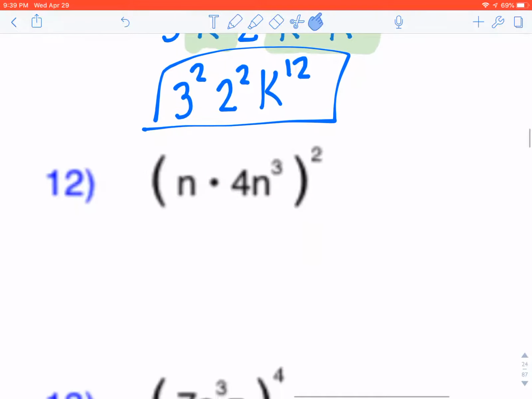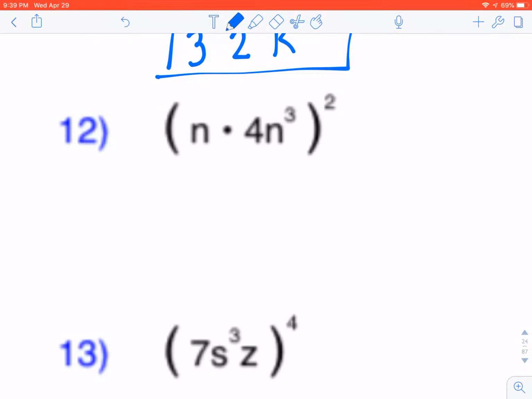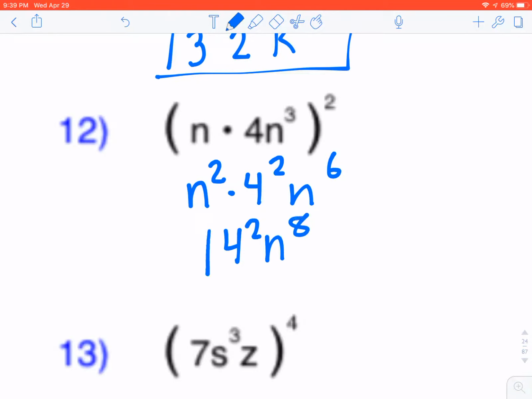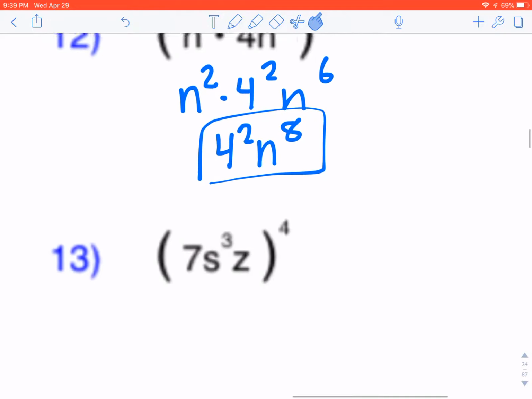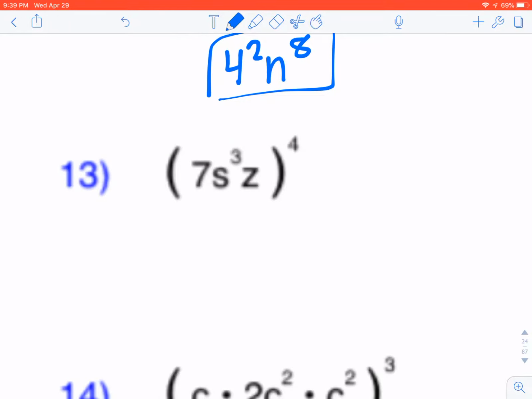Okay. Number 12, if you guys went ahead of me and did this one as well, your first step should have been n to the 2nd times 4 to the 2nd times n to the 6th. Okay, and then when you clean that up, it should have been 4 to the 2nd, n to the 8th. Okay, number 13, the answer should be 7 to the 4th, s to the 12th, z to the 4th.